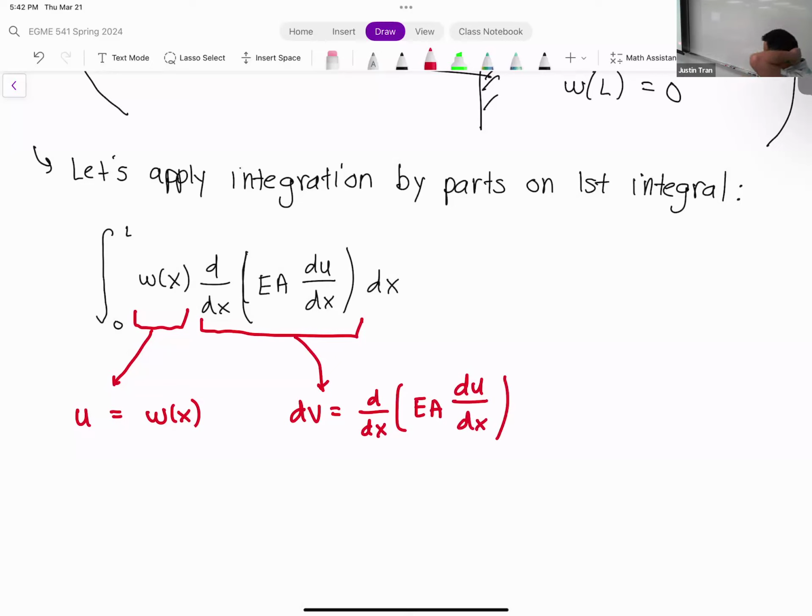The way this works is that for whichever part of the integrand you chose as u, we're going to take the derivative of this, and so we get a quantity du instead. So we take the derivative of w of x, and the derivative of w of x is just dw/dx. There's not much more we can do at this point because we don't know exactly what w looks like.